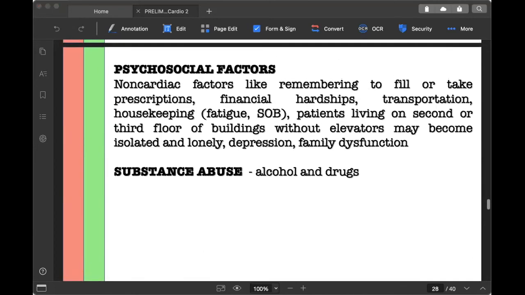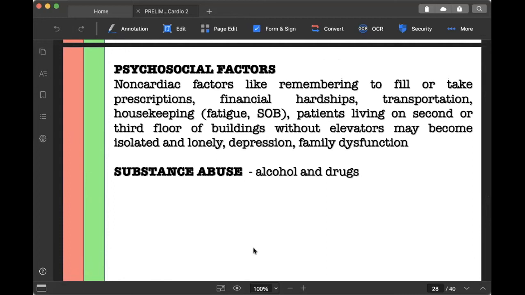Psychological factors, we also have this one. Your non-cardiac factors, like remembering to refill or to take the prescription, may be evident, maybe having some sort of forgetfulness. Financial hardships, transportation, housekeeping, because you cannot keep up with this one. It's because you're experiencing fatigue already and you're always experiencing shortness of breath.